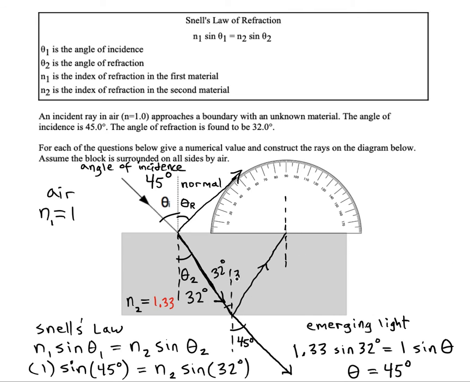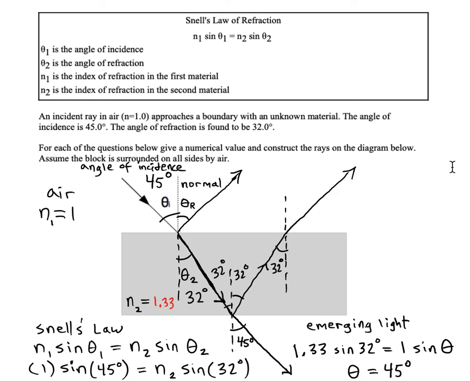Alright, so there's 32 degrees here. By alternate interior angles, this will also be 32. And the beam will emerge at a 45-degree angle. Alright, now our drawing is complete.